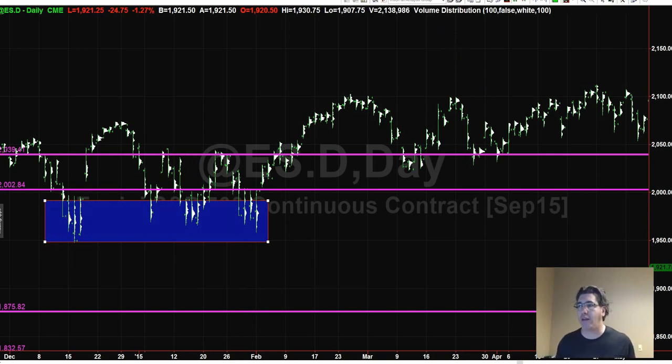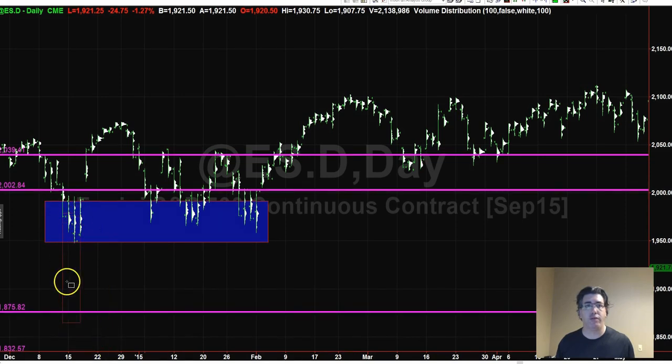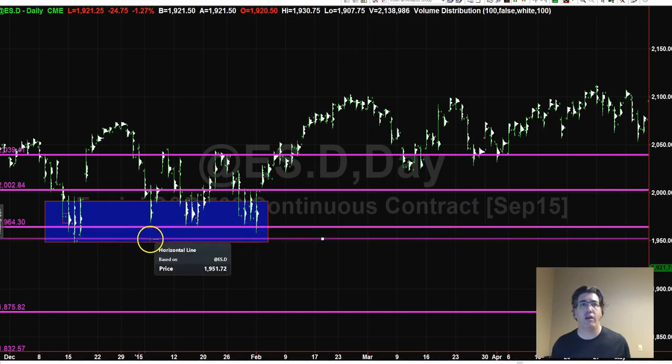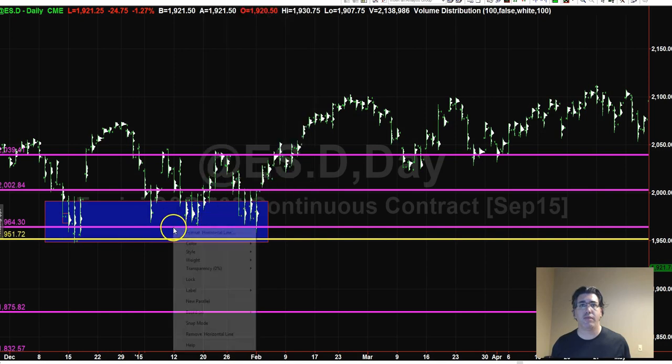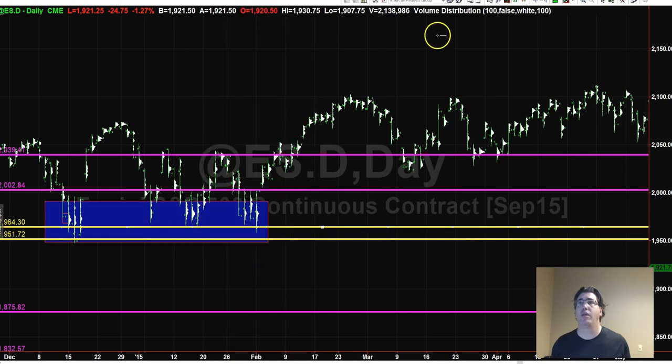And how do I know it acted as support? Well, I can look very easily and go, we tested this one. Here we go. We tested this one, two, three, four times. So I'm going to highlight the bottom of this in yellow. The line in yellow, because I know between here and here, if I go back and look over to the left, which I'm going to do right now.